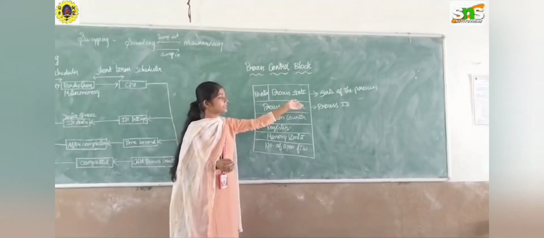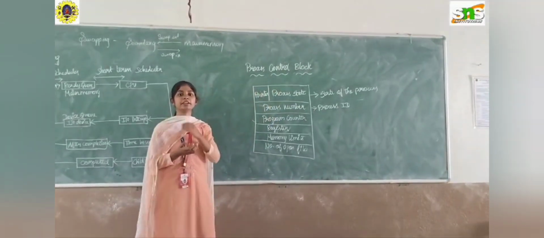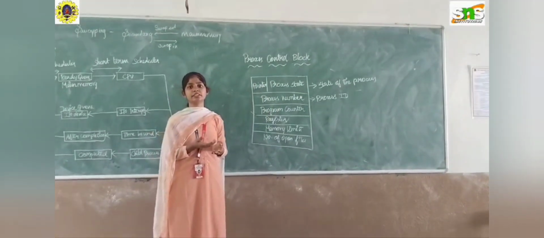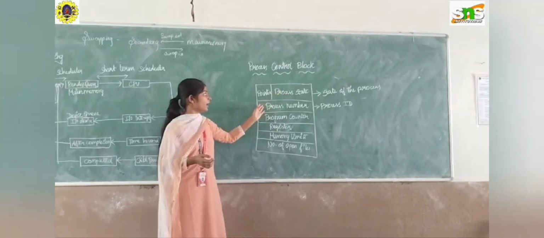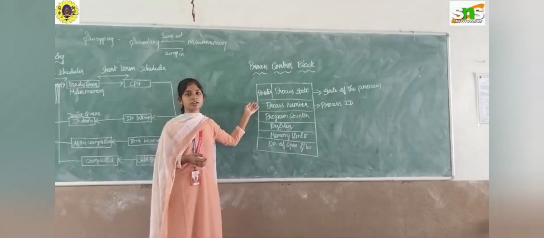Process states. Currently the state of the process is that it is waiting in the ready queue or in the terminated queue, where the process is waiting in a process state, along with the process number. Every process has a unique ID.